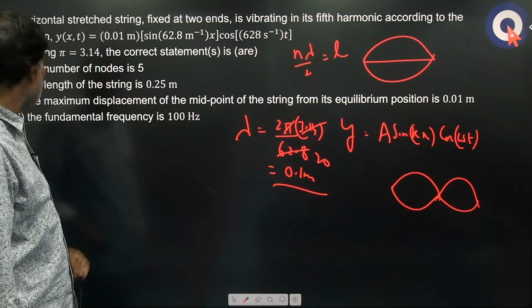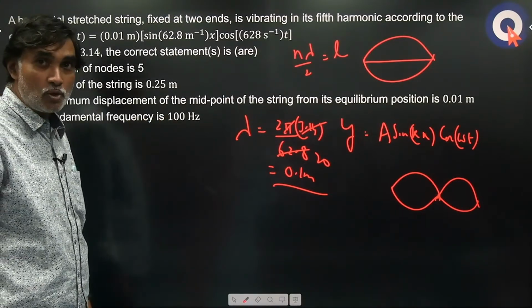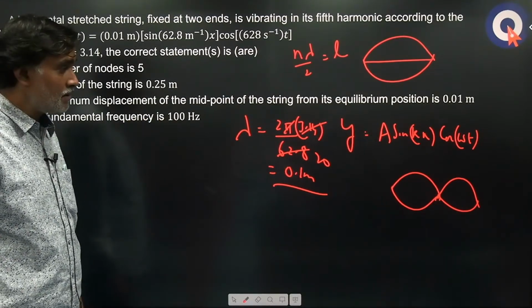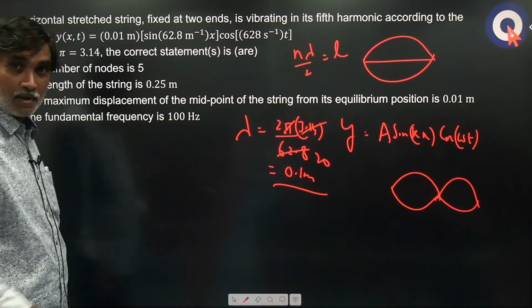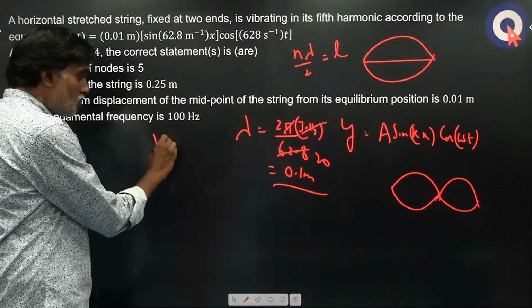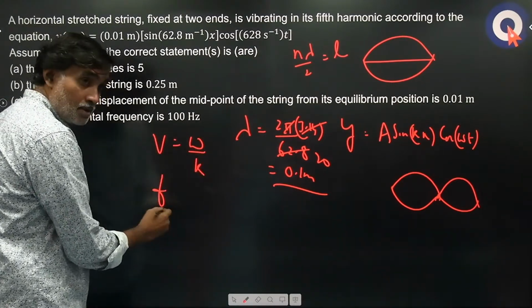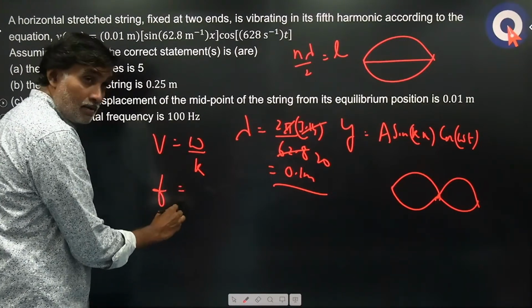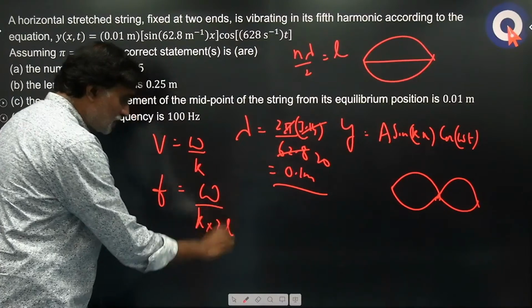0.01 meters. Next, the fundamental frequency is 100 Hz. What is fundamental frequency? It is V by 2L. Okay. And what is velocity? Omega by k. Velocity is omega by k. And what is fundamental frequency? It is V by 2L. So omega by k into 2L. Okay. That's what it is.